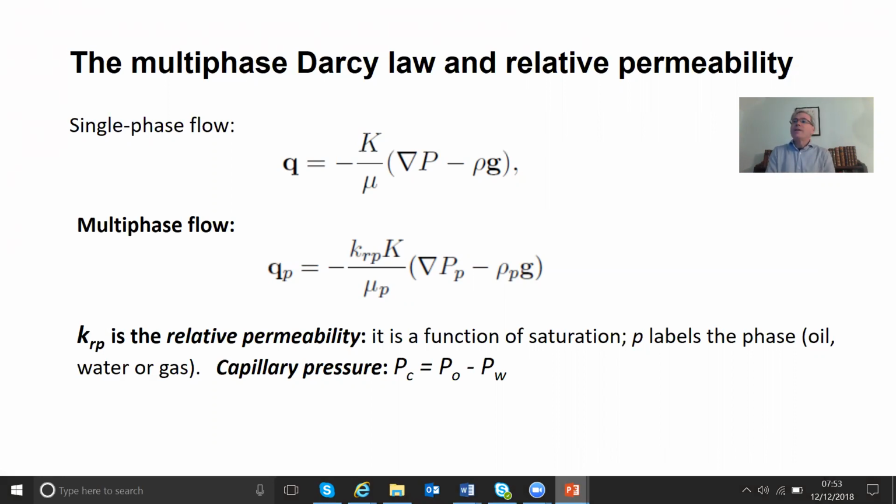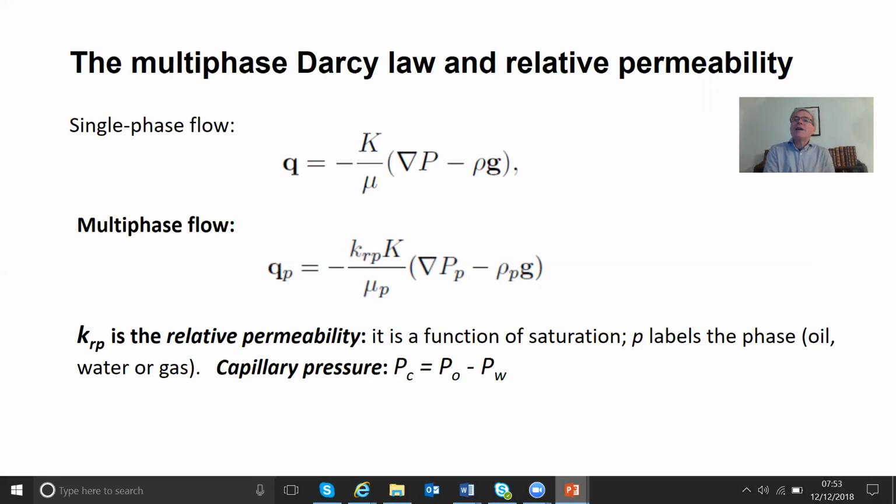Rather obviously, you can see that it is a function of saturation, the fraction of the pore space that's occupied by each phase. Again, if we consider water, if there is no water, if the water saturation is 0, the relative permeability of water must be 0. If the water saturation is 1, then it's single phase flow, so the relative permeability by definition is 1. Okay? And it will increase between 0 and 1 as the water saturation increases.